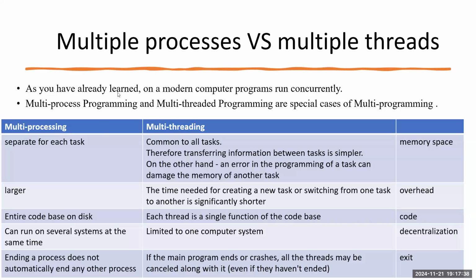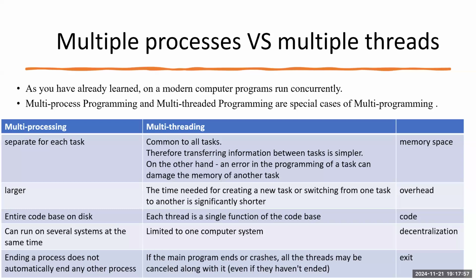We'll see. As you have already learned, multiple processes versus multiple threads: what's the difference? As you have already learned, on a modern computer, programs run concurrently. Multi-process programming and multi-threaded programming are special cases of the general concept of multi-programming. Right? It can be multi-process or multi-thread. So what is the difference?